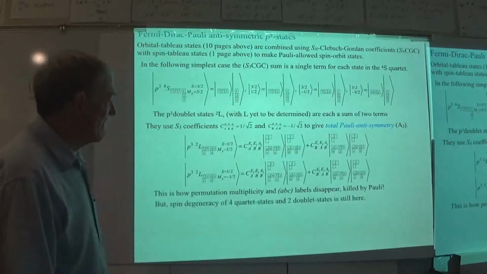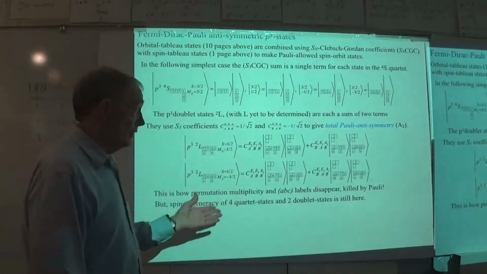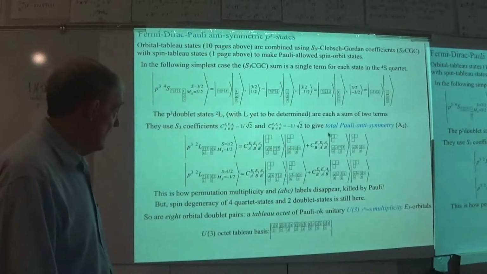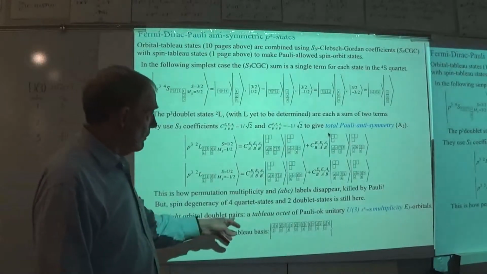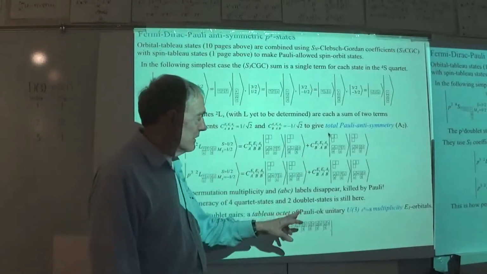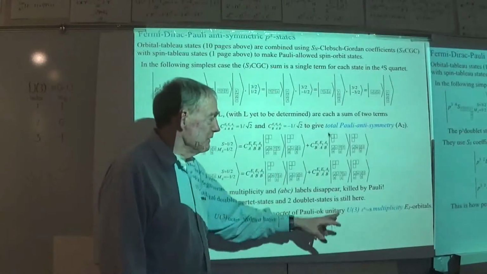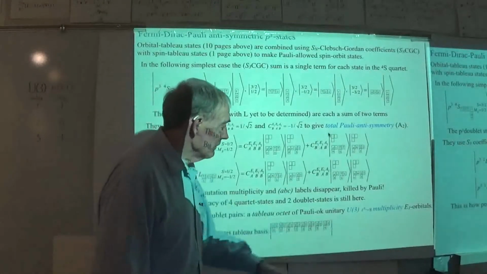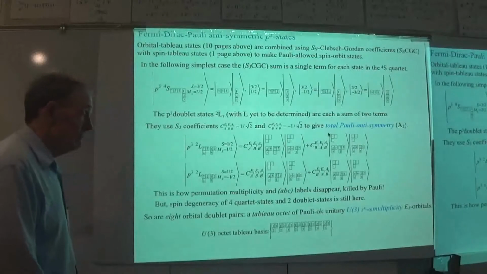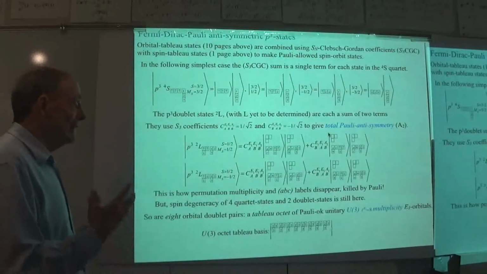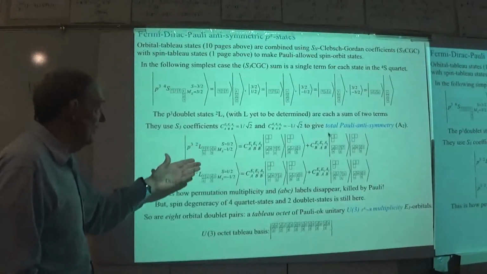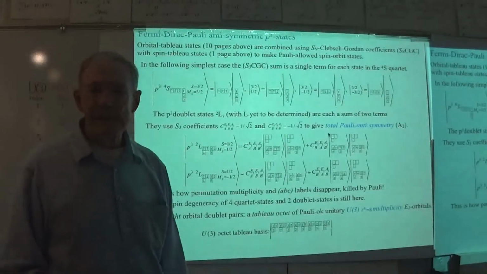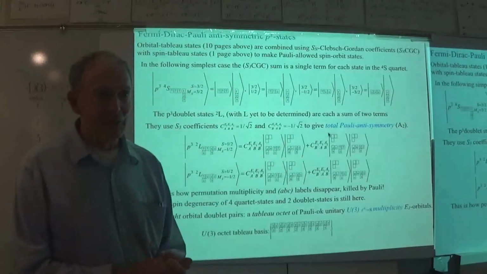But the spin degeneracy, all the things that the physics allows, is still here. Okay? And so are 8 orbital doublet pairs, the octet. It's made Pauli-OK for this unitary group, giving us the multiplicity of 8 for all those 3 orbital tableaus. They're all making something that's totally antisymmetric. It just doesn't show here. It disappeared when we do that. That's the best I can say at this point.